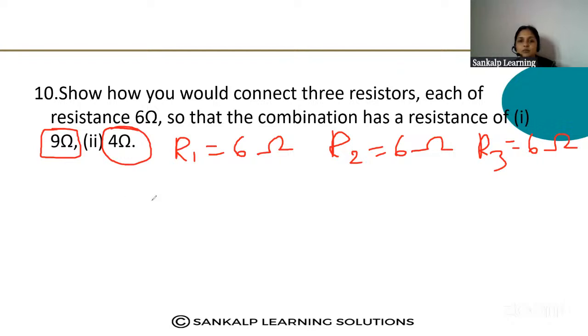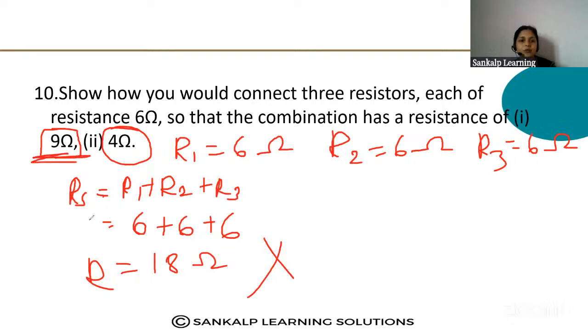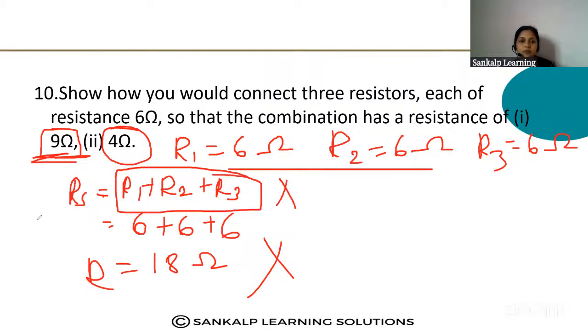Okay. So first I will apply the series rule. When these three resistors are connected in series, R1 plus R2 plus R3, that is 6 ohm plus 6 ohm plus 6 ohm, that is 18 ohm. Total resistance will be 18 ohm, which is not correct. It should be 9 ohm. So if we make these three resistors in series, it is not possible.